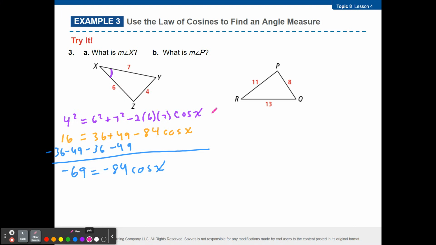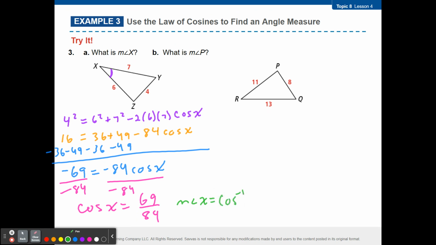All right. Now I'm going to divide both sides by negative 84. This leaves me with the cosine of x equals the ratio. And then I find the measure of angle x is equal to the inverse cosine of 69 over 84. What is that angle measure? You got 34.8? I think that's right. 34.8. Sound good? Do the next one on your own.